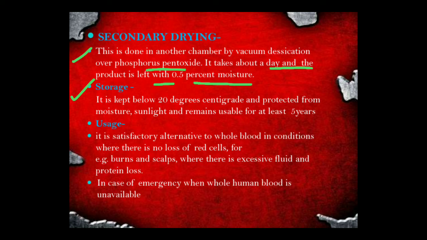Storage: it is kept below 20 degrees centigrade and protected from moisture and sunlight, and remains usable for at least 5 years. What are the uses? It is a satisfactory alternative to whole blood in conditions where there is no loss of red blood cells, for example burns and scalds where there is excessive fluid and protein loss, and also in emergencies when whole human blood is unavailable. So its lifespan is around 5 years and the storage condition is that it has to be kept below 20 degrees centigrade.